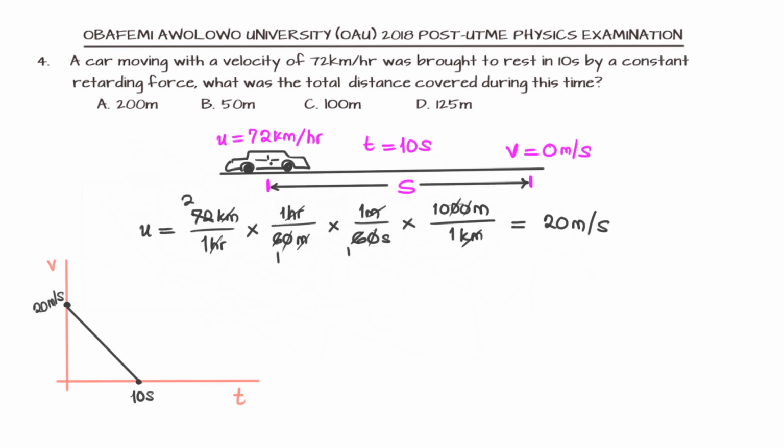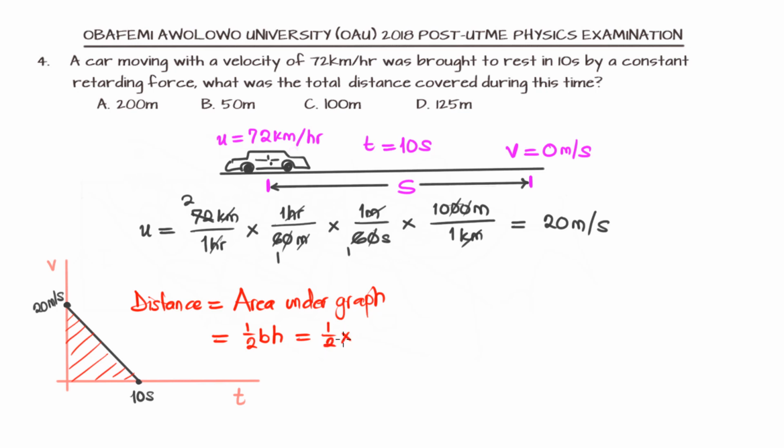Now, the distance covered by the car will be the shaded area under the graph as shown. If you look at the graph, that is a triangle. So the distance is the area under the graph. If we have a velocity time graph and we want to find the distance, that is given as the area under the graph. And this is a triangle, so the area is half base multiplied by height. That will be 1 over 2 multiplied by 20 multiplied by 10. And 2 can cut 20 to be 10. So we have the distance to be 100 meters.